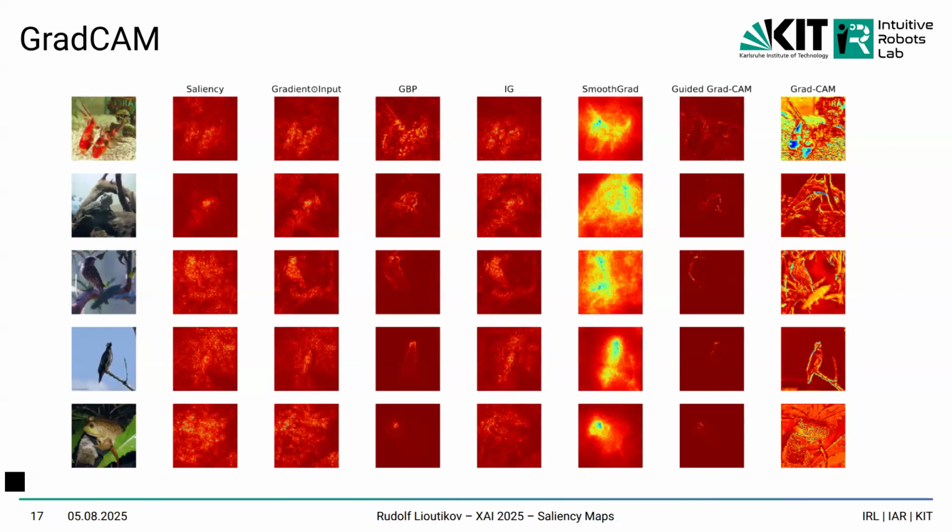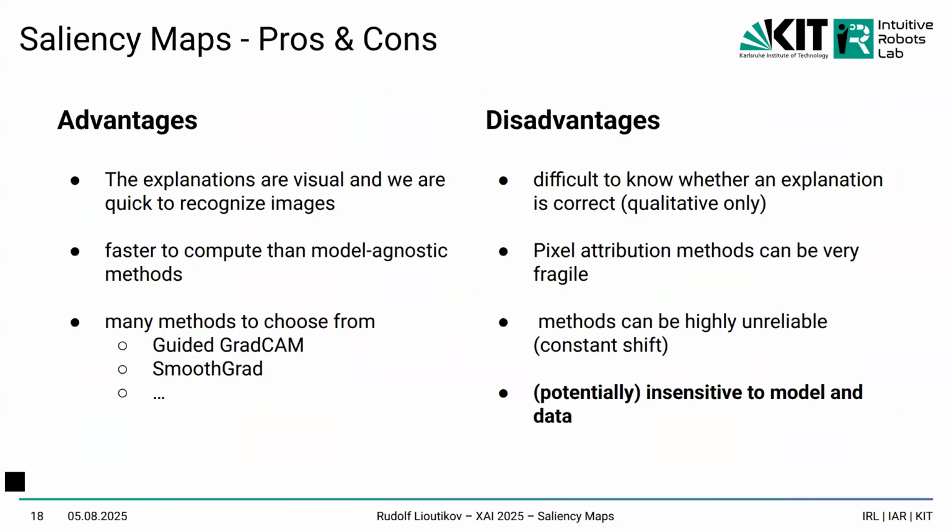Okay, yeah, no. So I will tell you the actual problem of this on the next slide, towards the end, because this is basically what we're going to finish with. So yeah, the advantages of saliency maps, right? The explanations are visual and we are very quick to recognize the images or the association there. It's faster to compute than model agnostic methods, for instance than SHAP. And as we've seen in the previous slide, there are many methods that we can choose from and extend on.